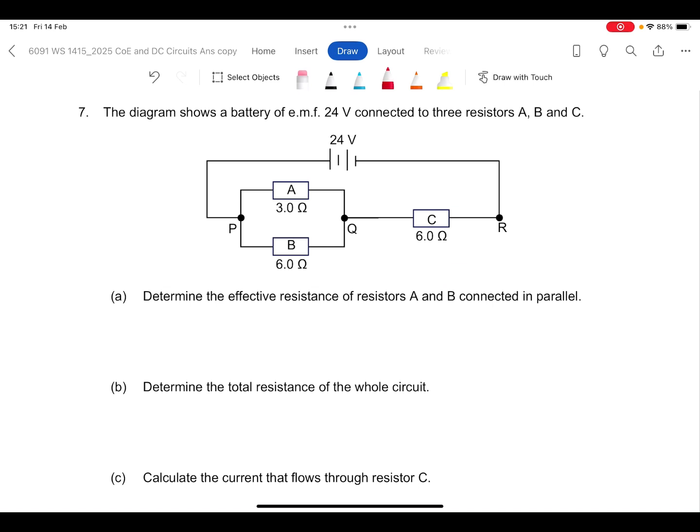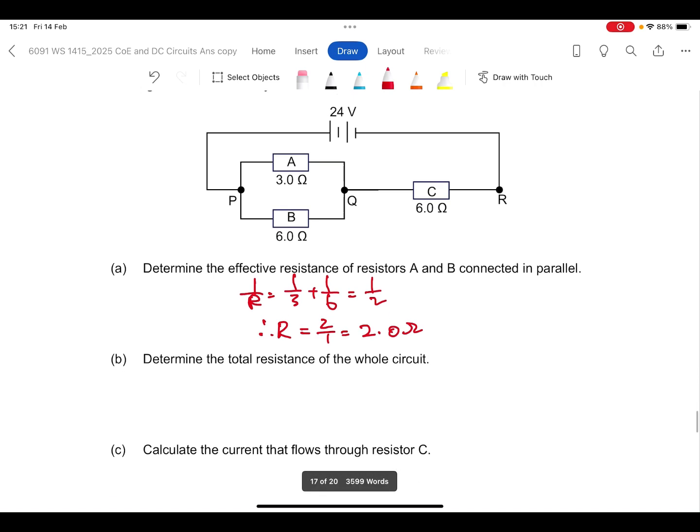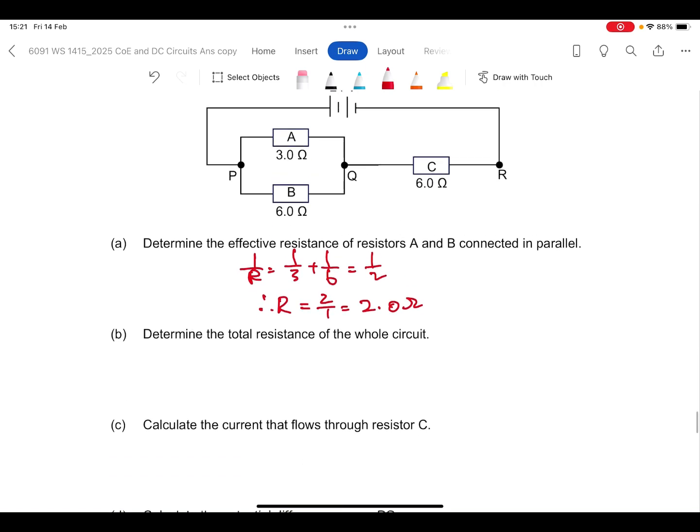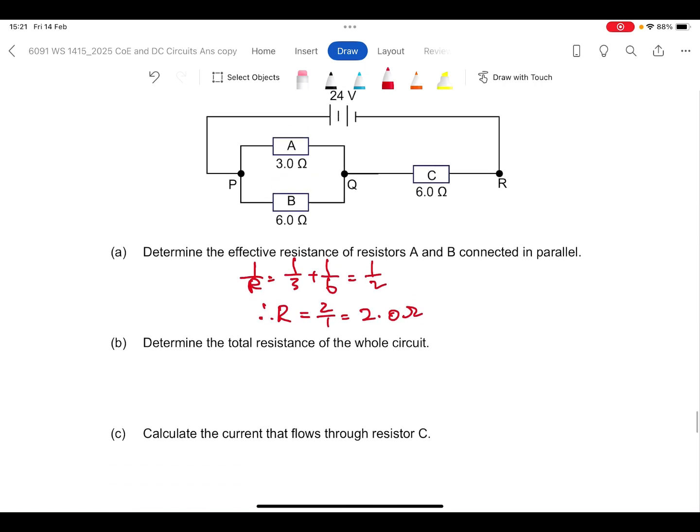So let's look at each individual question. Determine the effective resistance of A and B connected in parallel. So 1 over R equals 1/3 plus 1/6, which is a half. Therefore R will be equal to, flip the half, 2 ohms. I didn't write REFF because it's not the effective resistance of the whole circuit.